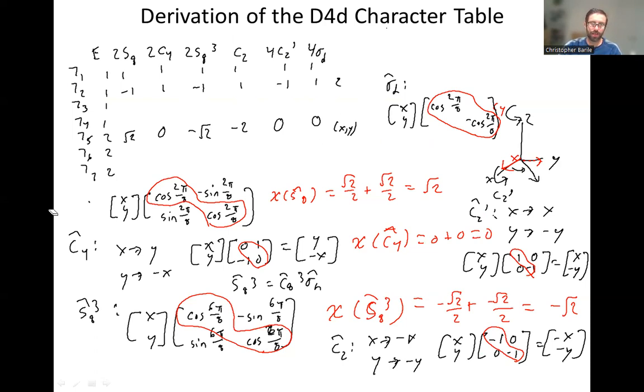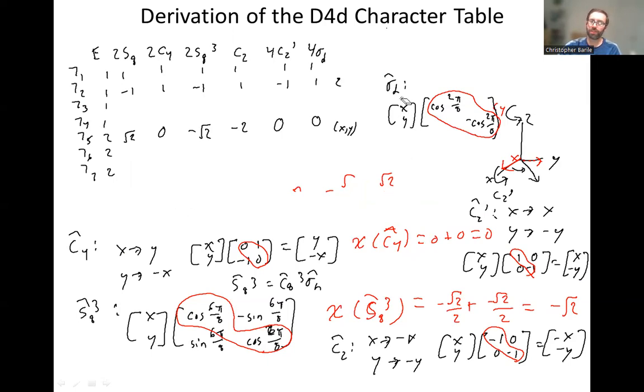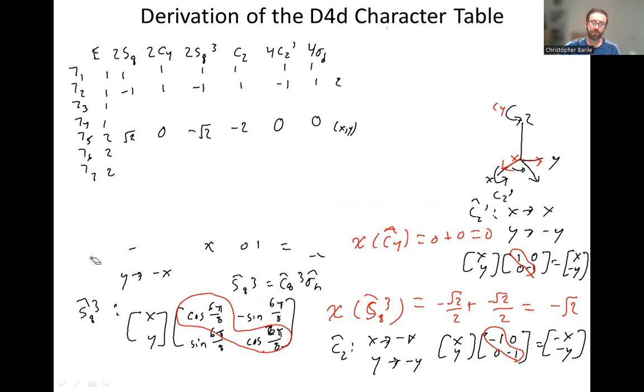Okay, so at this point, what do we do? Well, I always like looking at other d orbital functions. We did a good job here on this gamma 5. We used x, the x vector, and found that x and y transform together, and that we derived a new irreducible representation.